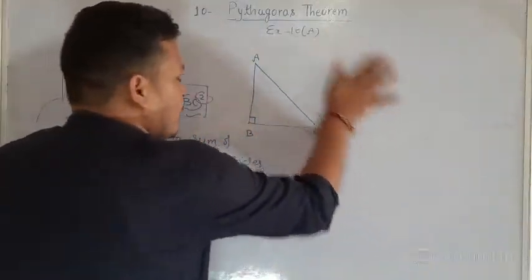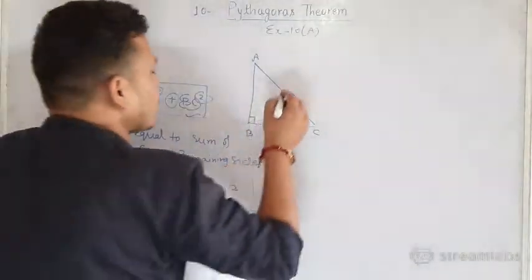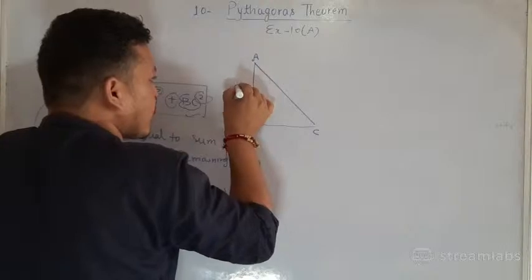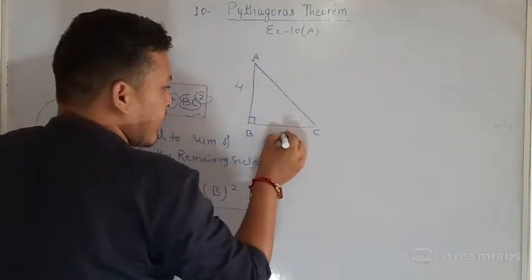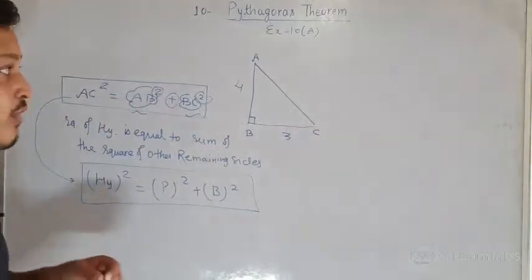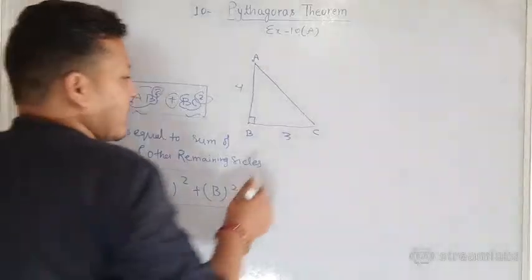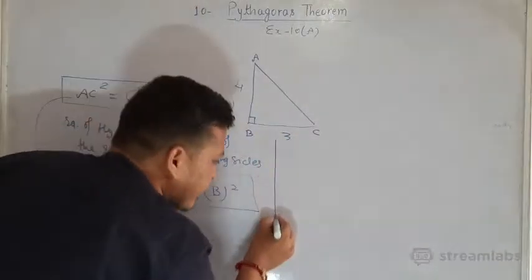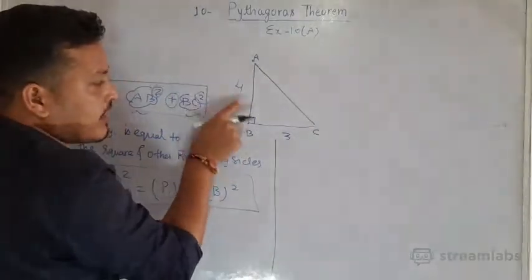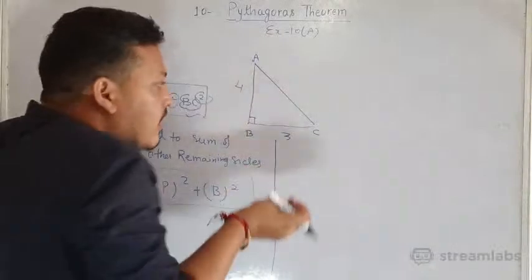Now what is the use of the Pythagoras theorem? With the help of the Pythagoras theorem we can calculate the side of a triangle. If this side is 4 and this side is 3, the question is: find the hypotenuse of this triangle. So how can we calculate it? As you know, one side is the perpendicular and the other side, the base, is given. So we need to calculate the hypotenuse.